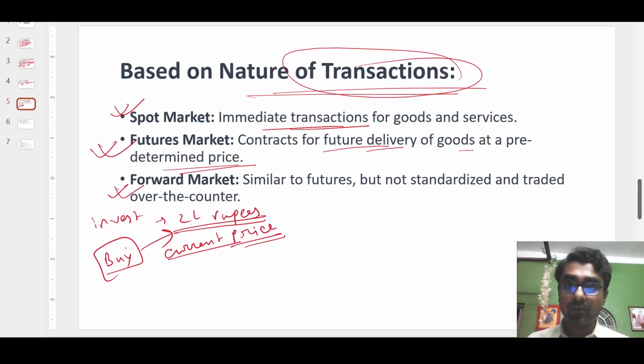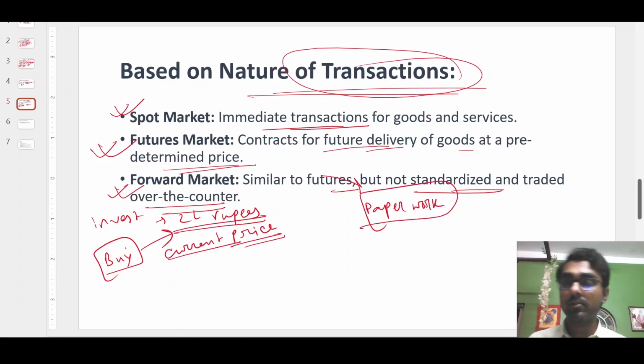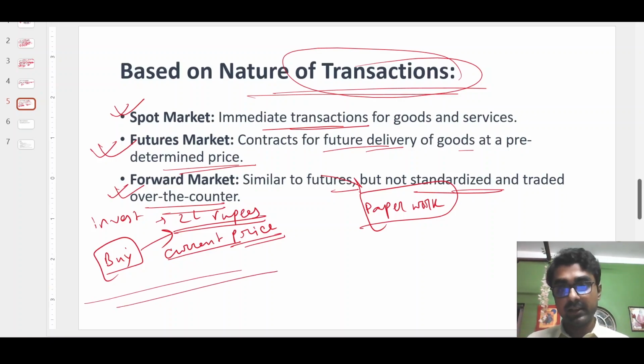Understood? Next is the forward market. So what is the forward market? Forward market is basically similar to the future market, but not standardized or traded over the counter. Not standardized or traded over the counter means that every transaction basically happens on paperwork. Normally the future market, forward market and spot market are used in the stock market, but they are also used in normal transactions. As I told, I am giving the money at the current price, and I will take the delivery later on at a future date. So simply, that is the future market.